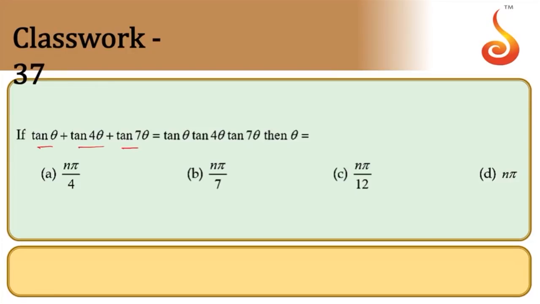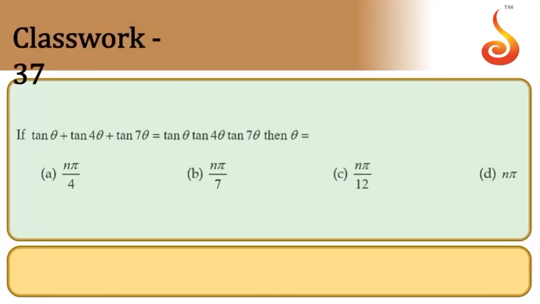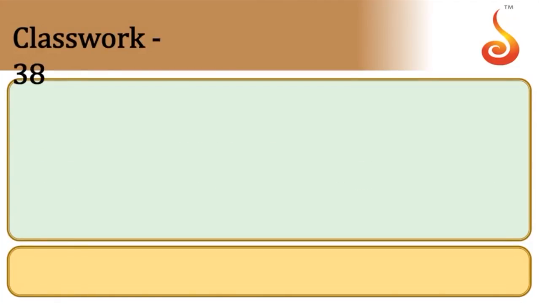Next one, let's take up. We know tan A plus tan B plus tan C equals tan A into tan B into tan C only when A plus B plus C is equal to n pi. So 4 plus 1, 5, plus 7, 12. So the answer is n pi by 12.